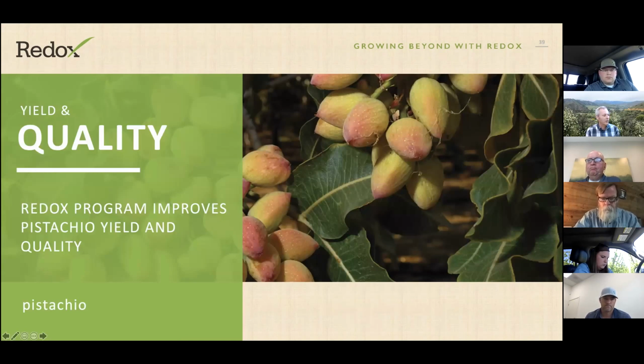Back to California, a really cool study on pistachio. This is a great example of performance of Supreme in combination with another product that has been mentioned today, DiCap.